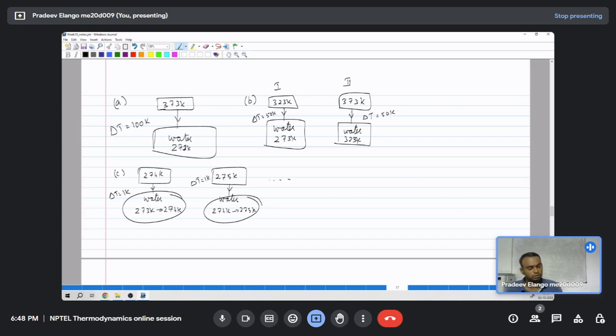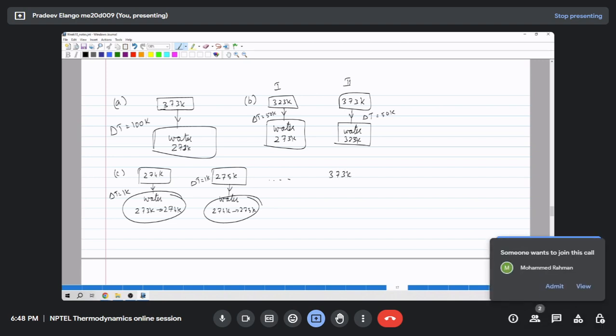And if you keep on having say 100 reservoirs, then finally we reach a point where we need to have a reservoir with 373 Kelvin.